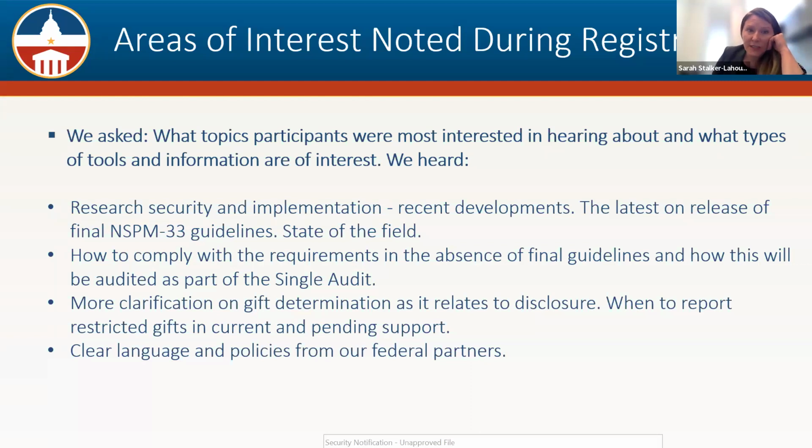Right now, agencies have 90 days to develop implementation plans, and we are providing those back to OSTP.